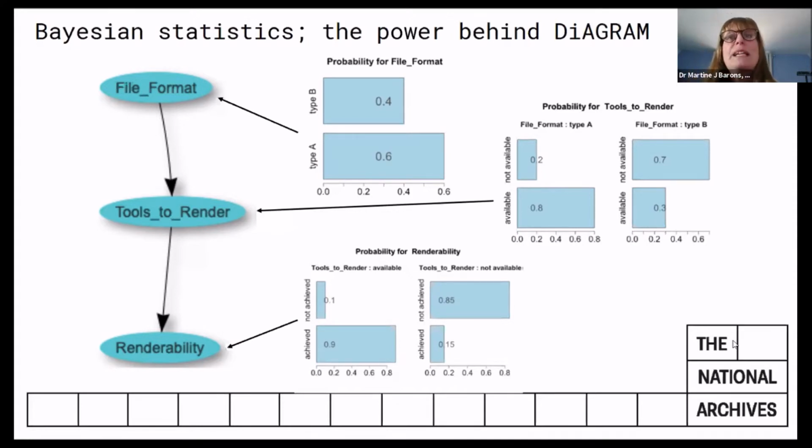Going down to renderability, you've either got tools to render available or not available. If they are available, the chances that you don't achieve renderability are just 10%, and the chances that you do achieve renderability is 90%. If you don't have the tools to render, then the chances that you don't achieve rendering is 85%, but there's still a 15% chance that you might. Next slide, please.